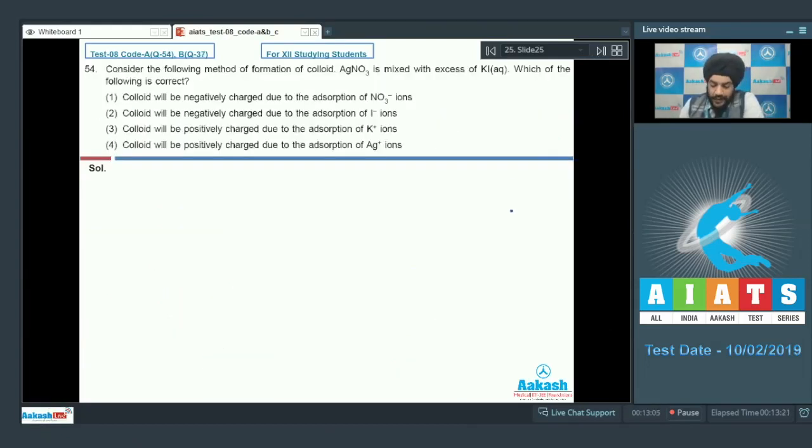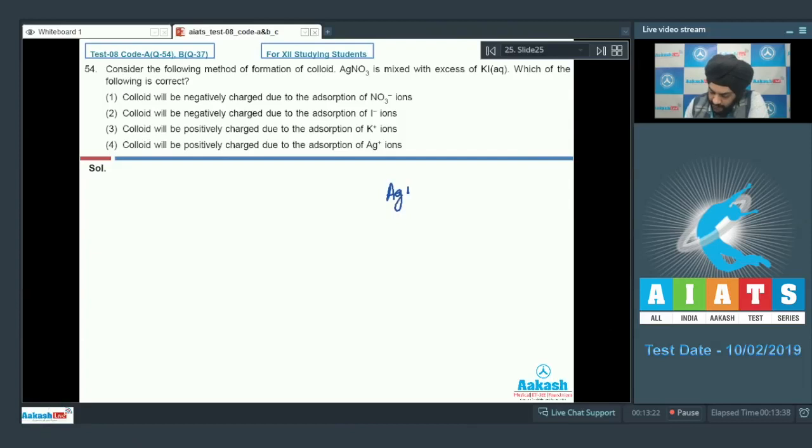Question 54. Consider the following method of formation of colloid. So AgNO3 is mixed with excess of KI. Which of the following is correct? So the examiner seems to be interested in the charge on the colloid, and the examiner is also interested in the ion which will get adsorbed.